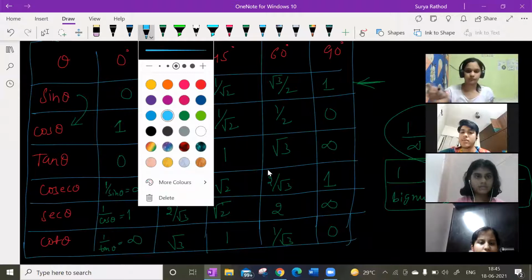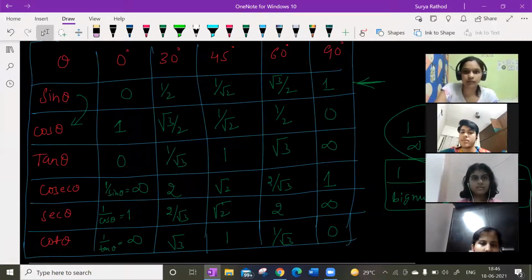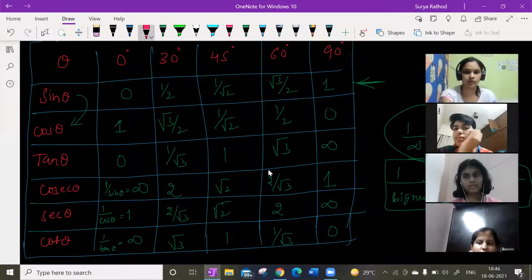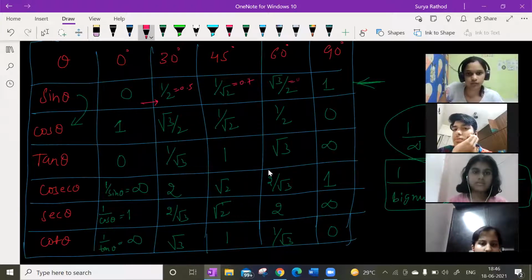Everyone stay tuned, please. Look at this, guys. Sin 0 is 0. Sin 30 is 1/2. From 0 to 1/2. What is the value of 1/2? 0.5. What is the value of 1/√2? 0.7. What is √3/2? 0.8 approximately. And sin 90 is 1. So look, from 0 to 0.5 it increases a little, then 0.7 somewhat increasing, again 0.8 to 1.